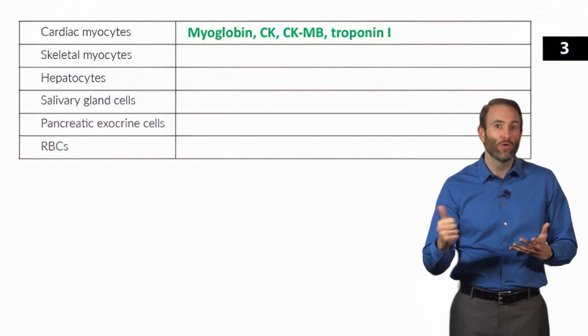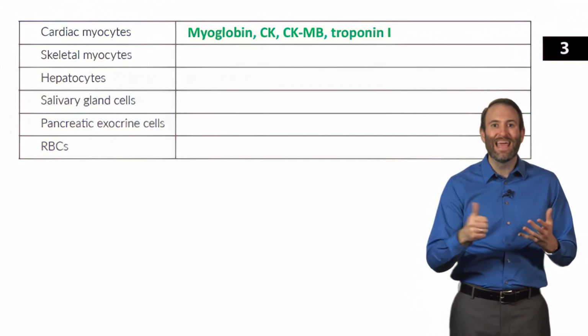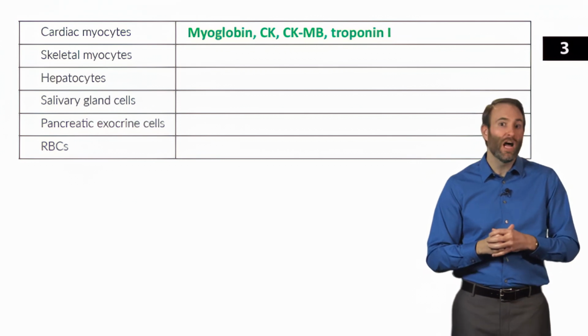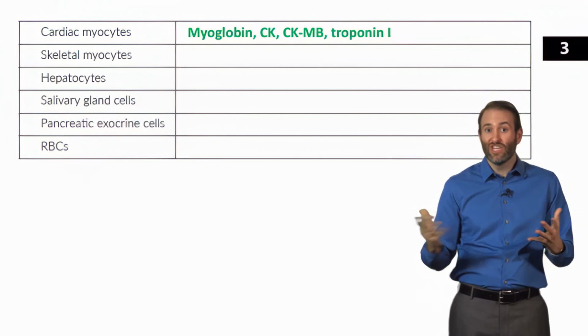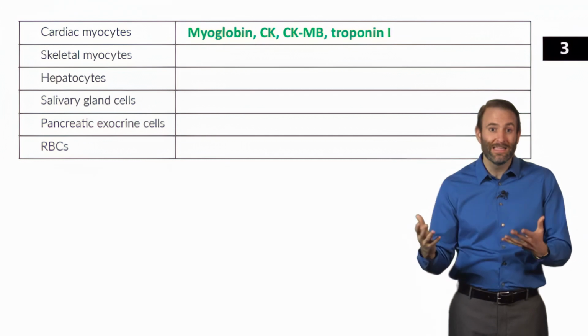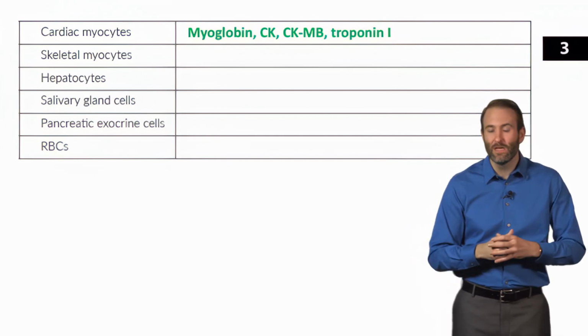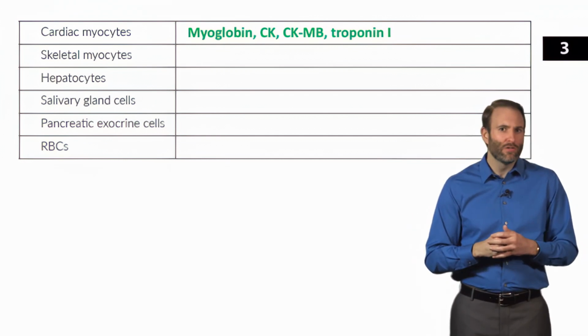We're going to get things like myoglobin. You're going to get CK, CKMB. You're going to get troponin I. So when someone comes in the ER with chest pain, we always check for cardiac enzymes, especially troponin I and CKMB. Now, what about with skeletal myocytes?